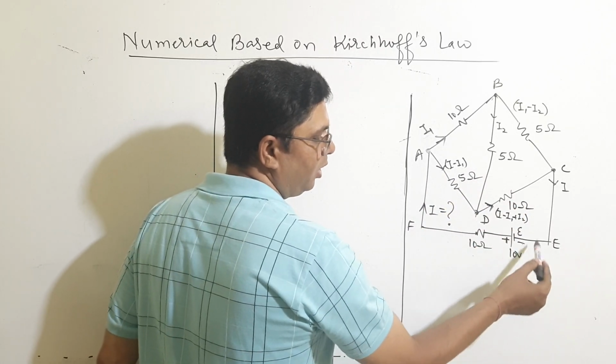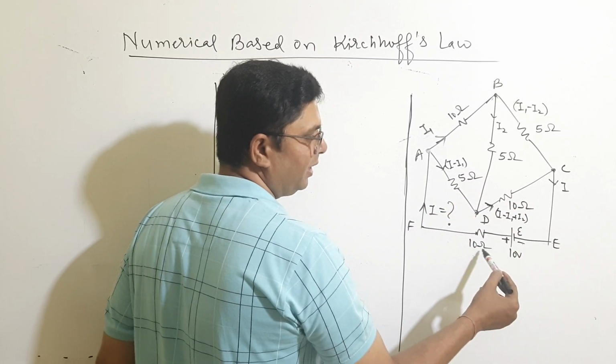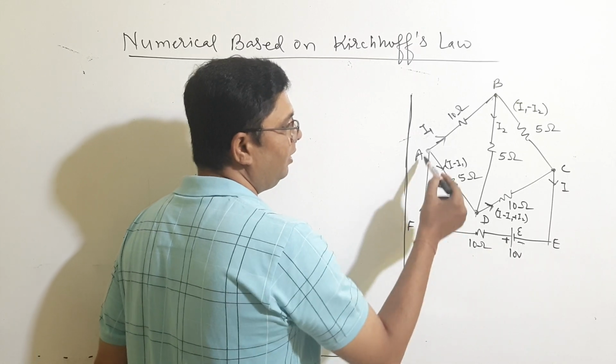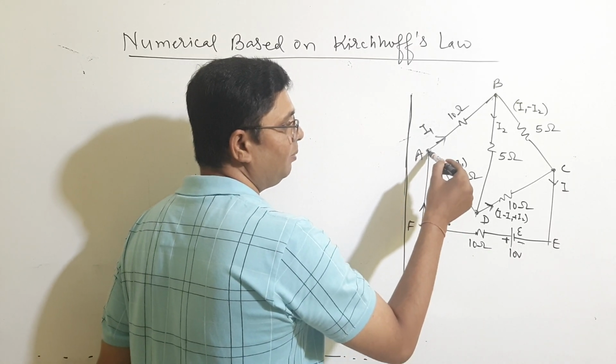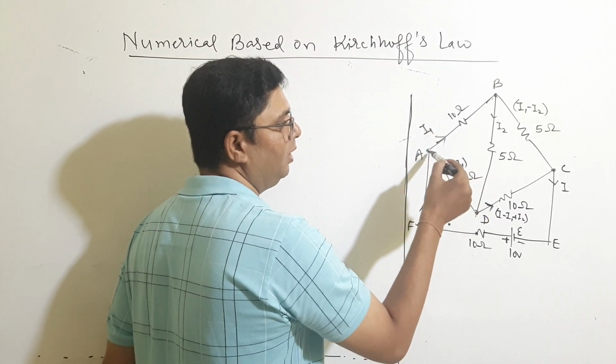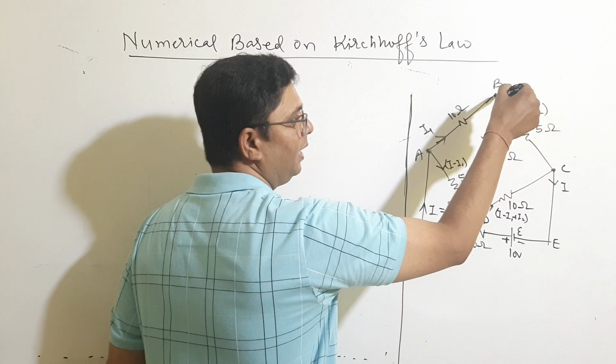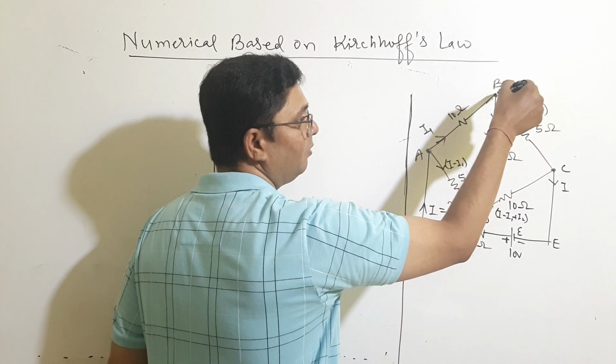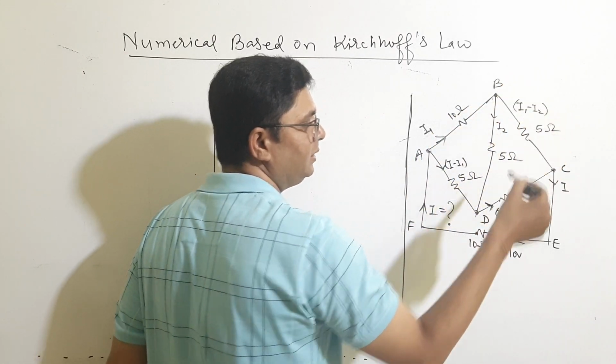Here I have a battery of 10 volt and 10 ohm resistance, and this current I, when it reaches point A, will subdivide into two parts. This is said to be I1, and this is I minus I1. When current reaches from B, let it be I2. So the current from B to C is I1 minus I2.